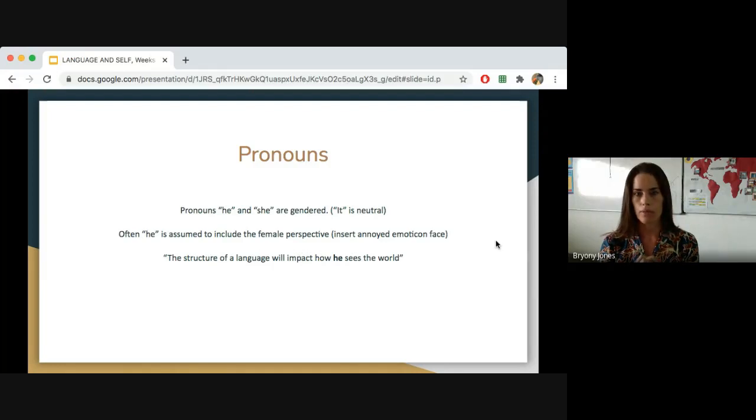I don't have emoticons on this, so this is why I just wrote insert annoyed emoticons. Face where it's like, ugh. We do this all the time, and we still do this, right? In textbooks, in manuals where you read instructions. So in a textbook, for example, you might read the sentence, the structure of a language will impact how he sees the world. So we just assume that he also represents a woman. Very rarely will you see she, and the assumption is that she will represent a man. Does it make sense? I hope it makes sense.